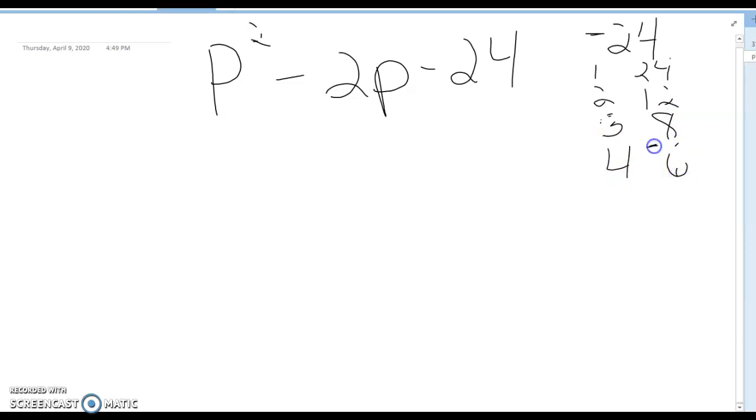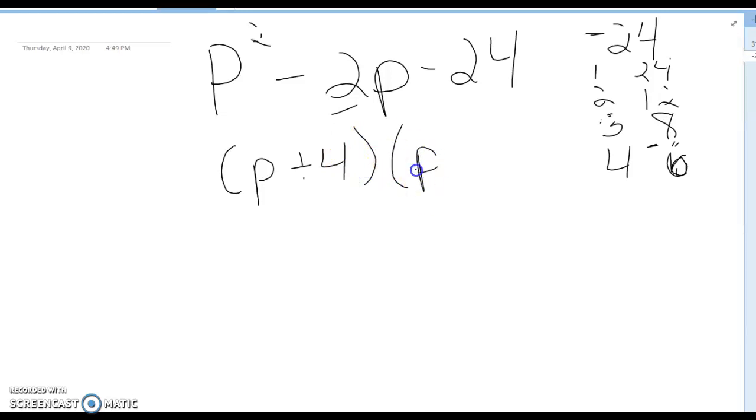And what happens here, if 4 is positive and 6 is negative, I'm going to end up with 4 times negative 6 is negative 24, and 4 plus a negative 6 is negative 2. And that's what I'm looking for right here in the middle. When I rewrite this as factoring, it's going to be p plus 4 times p minus 6. And that's how we factored it. Okay? We're not done yet because we have to now resubstitute back in what was p. Remember, p was equal to 3x.